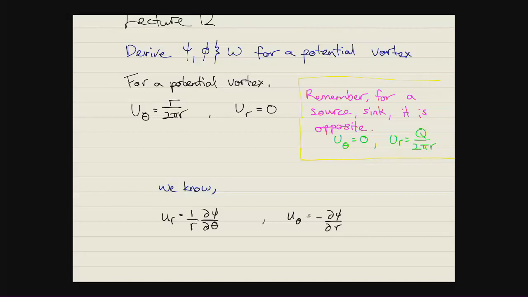Okay, it should be fairly straightforward. You know that you got 0 radial velocity, right? So therefore del psi del theta is just equal to 0. Okay, and for this equation here, you know that del psi over del r is just going to be equal to negative gamma over 2 pi r. Okay, and I'm just going to call this 1.